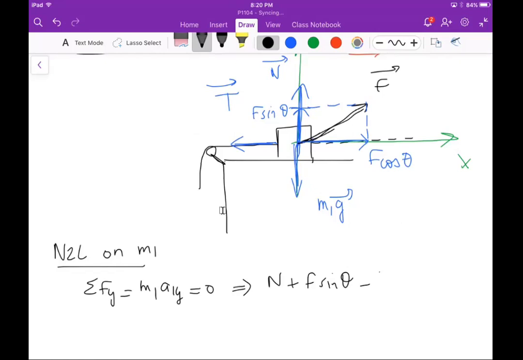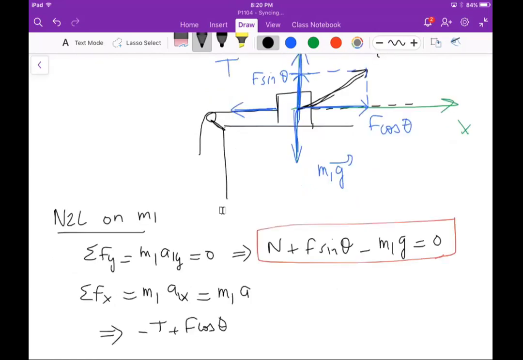Okay, so this actually yields, let's put all the forces on the x-axis. We have minus T plus F cosine theta, and that is equal to M1 A.